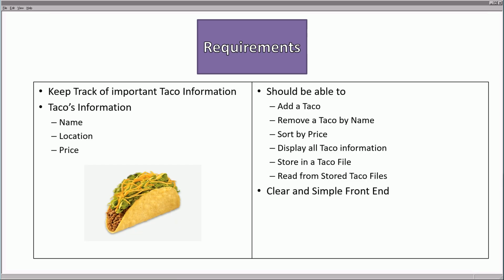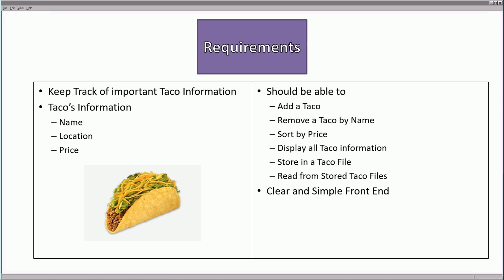So we need to figure out what is required in this solution. We understand from the problem that we need to keep track of important taco information. But what information do we need to keep track of? Ideally, I would like to keep track of the taco's name, their location, and their price. Now, this is an entire collection of these tacos.